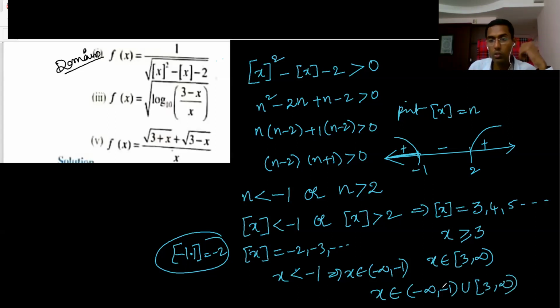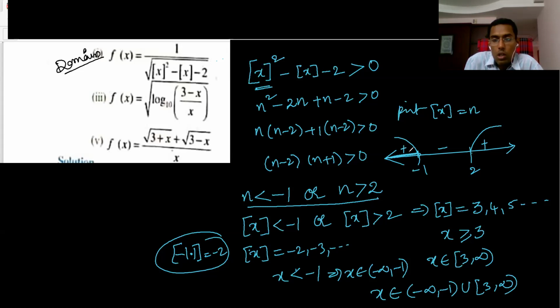Already this domain thing we discussed, but here the only thing is you have bracket x whole square. That is the reason we are discussing again. So integral part of x. You solve as it is, you can solve this. Greater than means it does not lie between the roots. Minus 1 and 2. That means greater than 2 or less than minus 1.